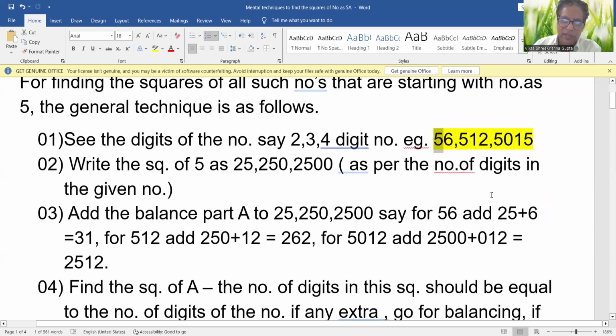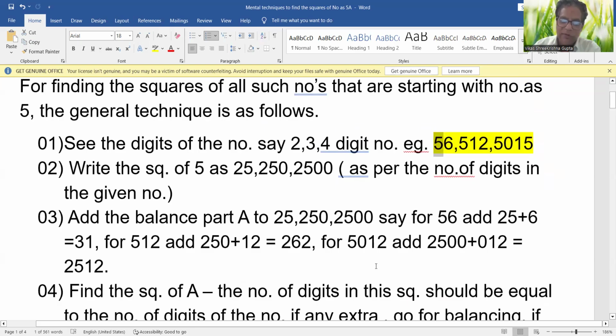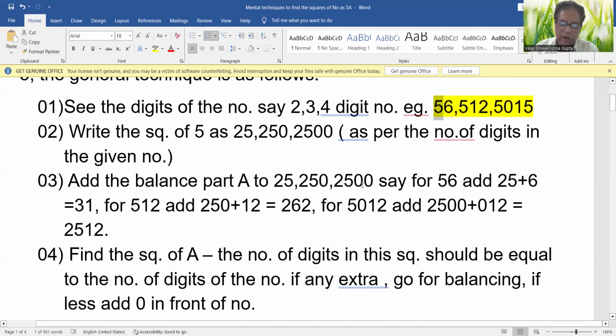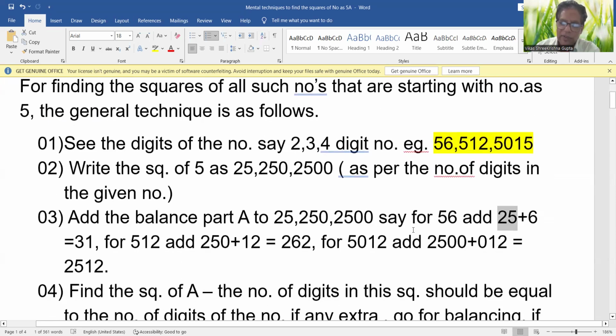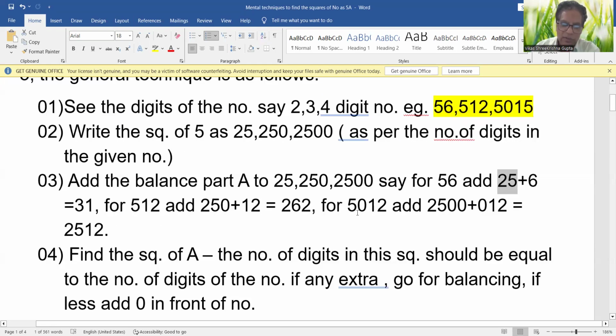Now the next step is that you add the balance part of the number. If the number is 5a, then you add a to this value of 5 square. So you add a to 25, 250, 2500. For 56, you add 6 to 25, because 5 square is 25, and you get the answer 31. For 512, you add 12 to 250, so the answer is 262. In the same way, for 5015, you add 015 to 2500, and the answer will be 2515. That is the first part of the answer, the left part.